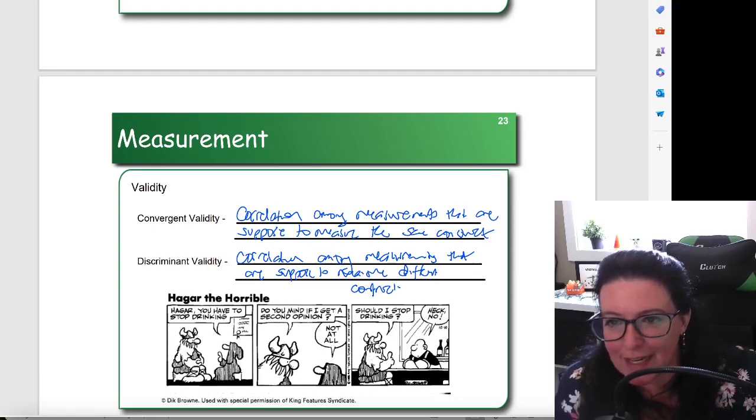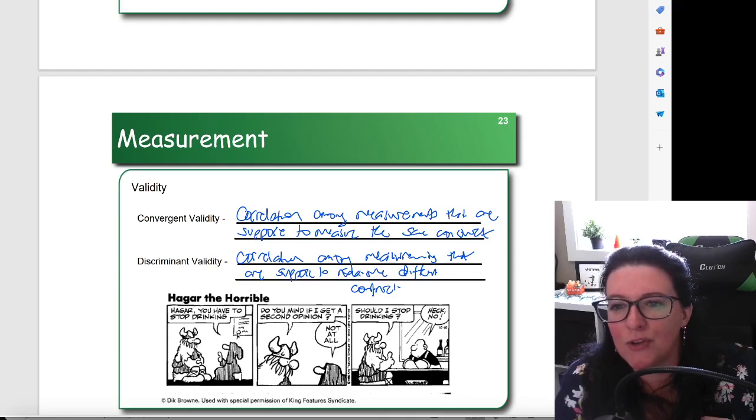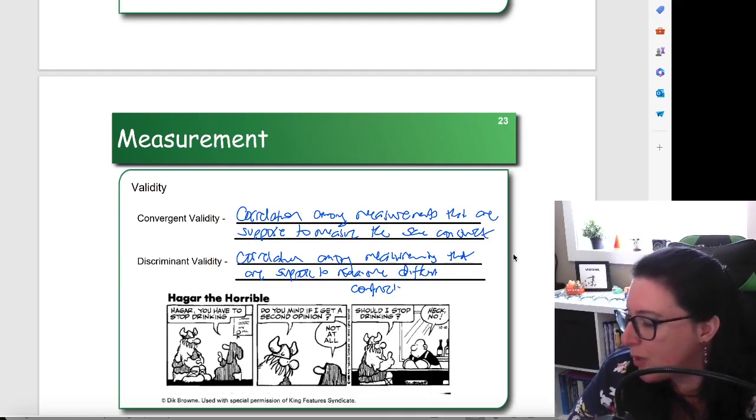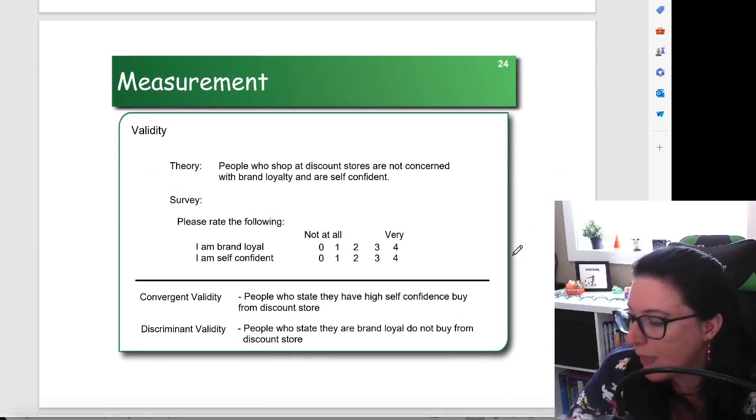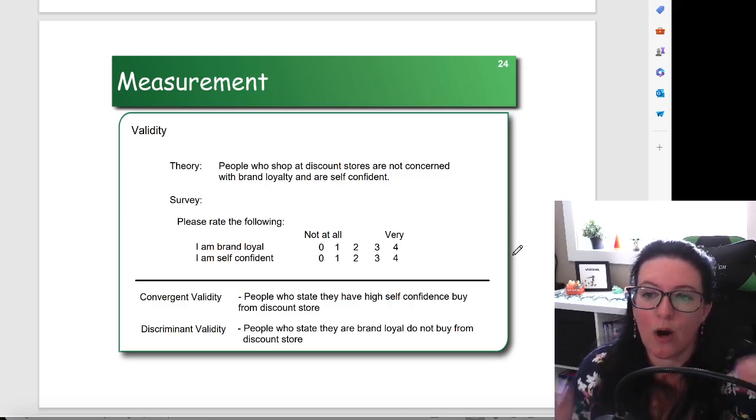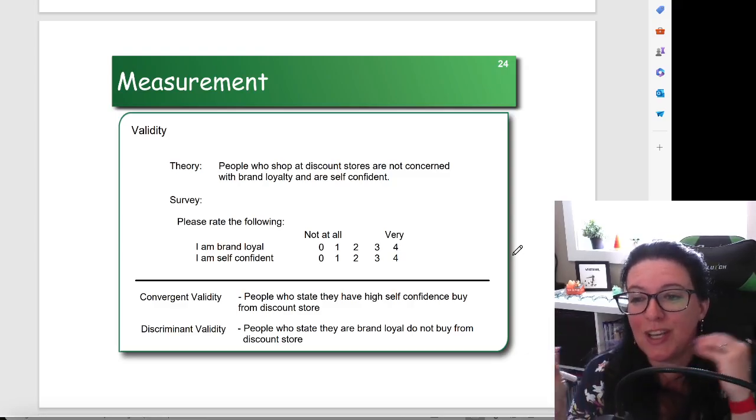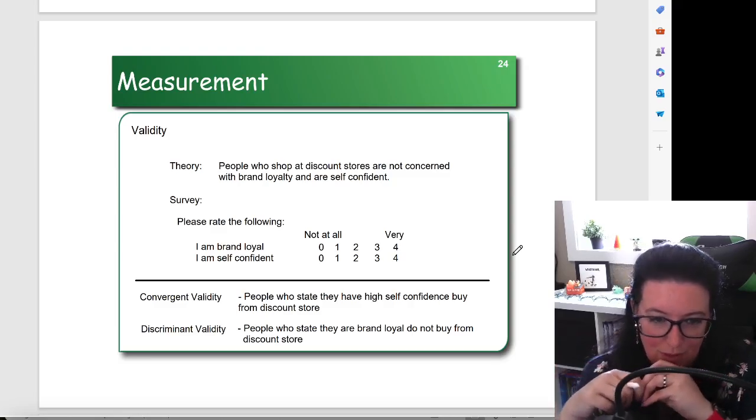Okay, discriminant validity is where we are measuring different constructs, so we should get opposite results. So we might have questions that are measuring the opposite thing, so we should get the complete opposite results, right?